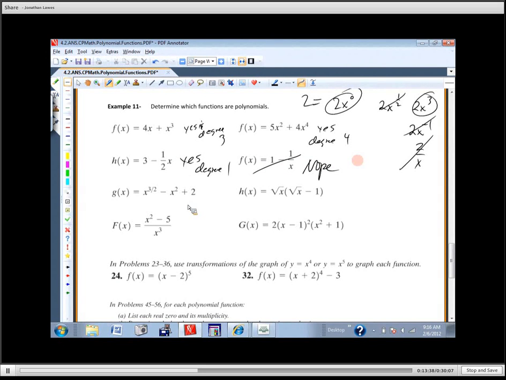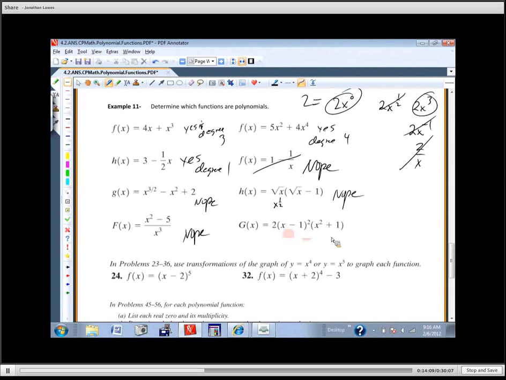Next one here, this g of x. Nope. The problem here is not the x squared and not the 2. The problem is the x to the 3/2. We don't have rational exponents when we're dealing with a polynomial. How about this guy right here? Nope. It's got a square root. Technically, it would be x to the 1/2. That's what it would be. This guy right here? Nope. That's what we call a rational function.